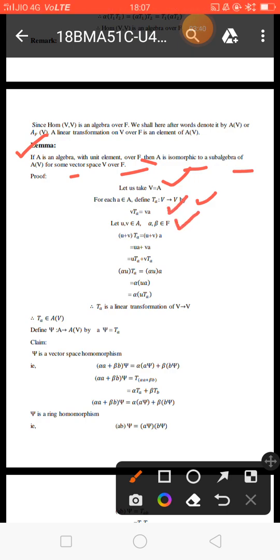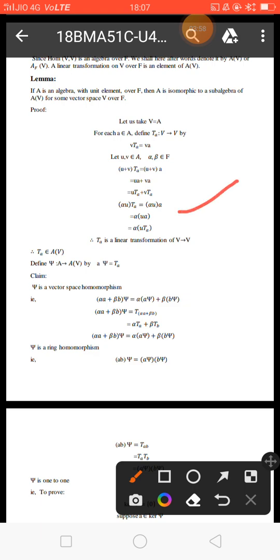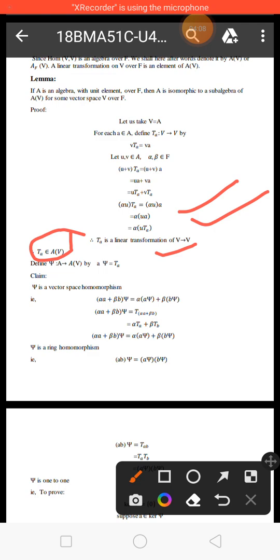Let u, v belong to A and α, β belong to F. So (u + v)Ta = (u + v)a, which equals ua + va, which equals uTa + vTa. Then for this, (αu)Ta = (αu)a, and by interchanging the brackets this will come. So therefore Ta is a linear transformation of V to V. Therefore Ta belongs to A(V).